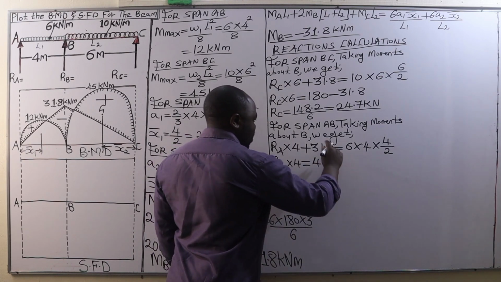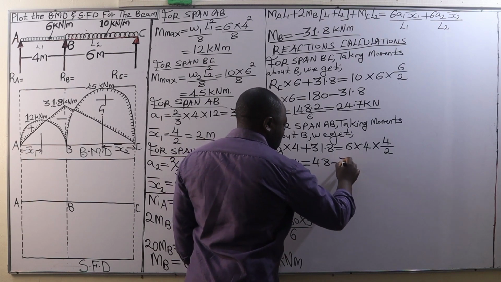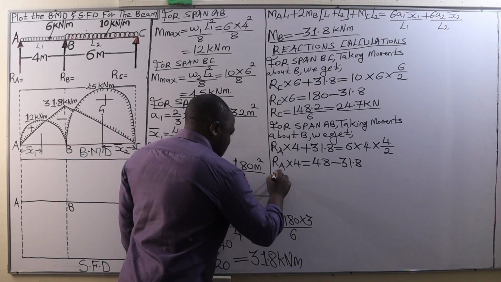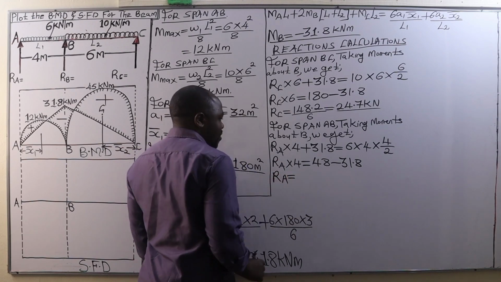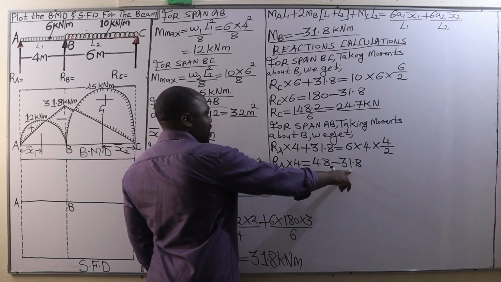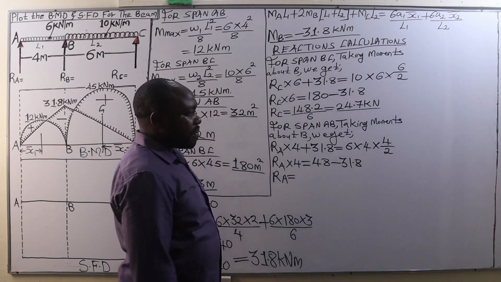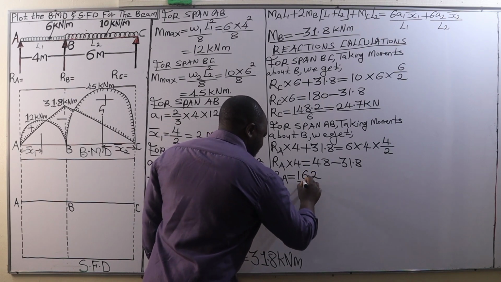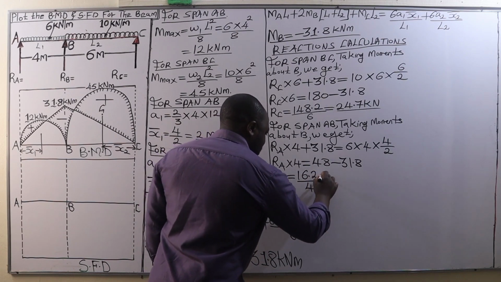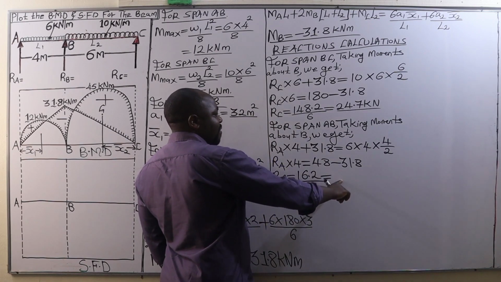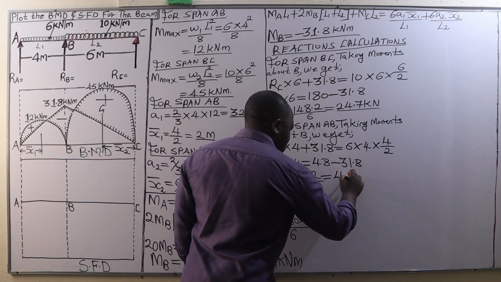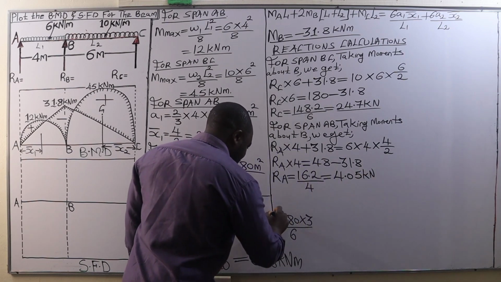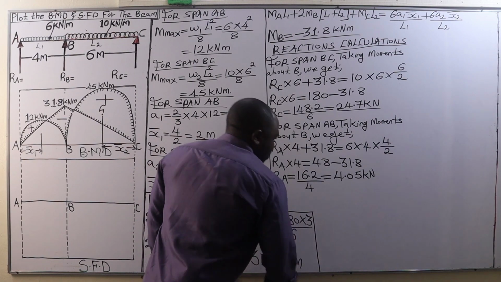that is 48. Then we take that 31.8 to the other side of the equal sign, that's going to be minus 31.8. The reaction at A is going to be equal to 48 minus 31.8, that is 16.2, and then we divide by this 4, and 16.2 divided by 4 is 4.05 kilonewtons. Good.